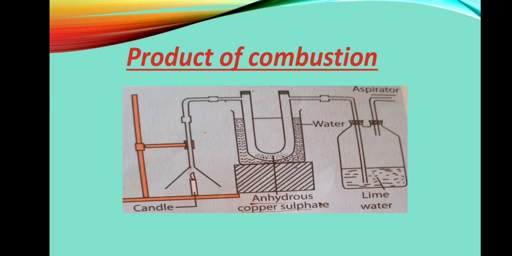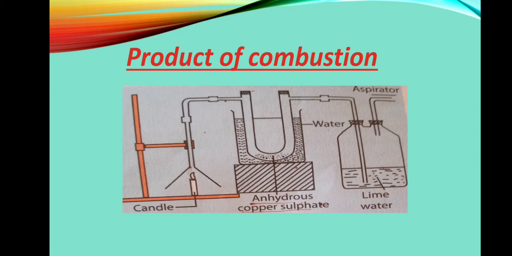After the fire, the smoke is going through this delivery tube, and there is a water bath here, and the U tube is kept here. In that one, there is anhydrous copper sulfate, and here there is lime water in this jar. What do you think? How do they find the products here? Yes, while smoke is going, what happened here? There are two chemicals used to identify the products. One is anhydrous copper sulfate and the other is lime water.